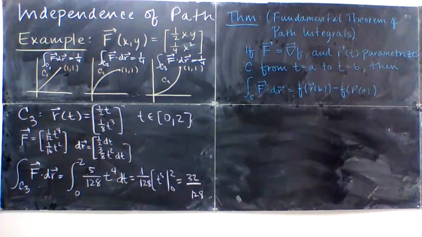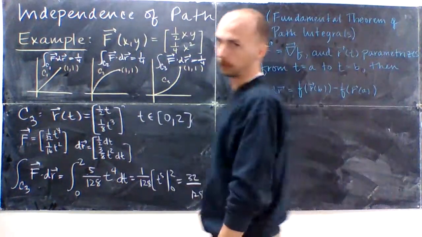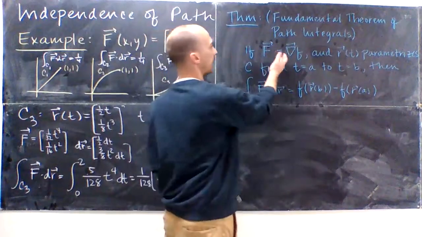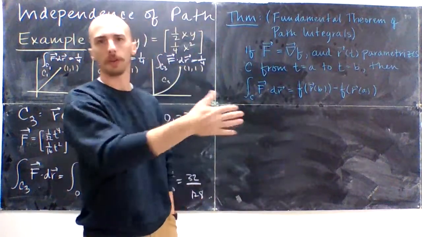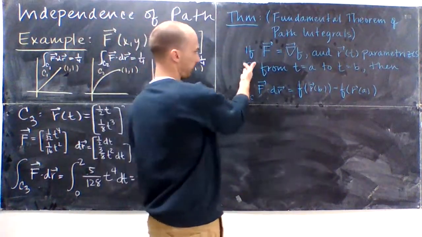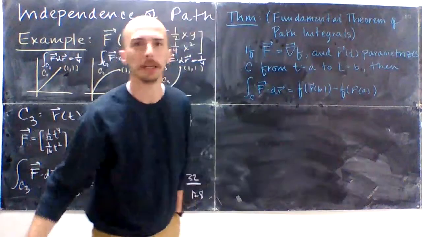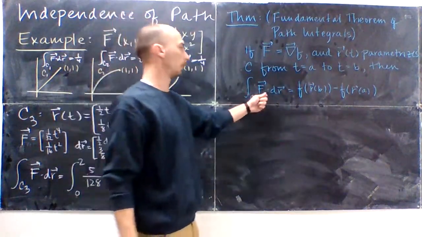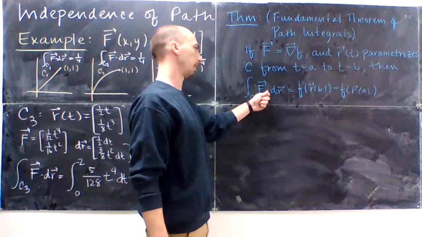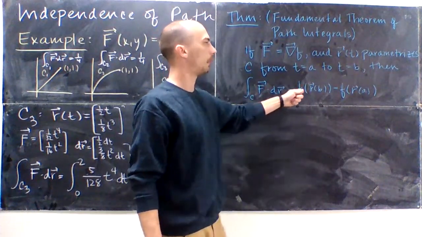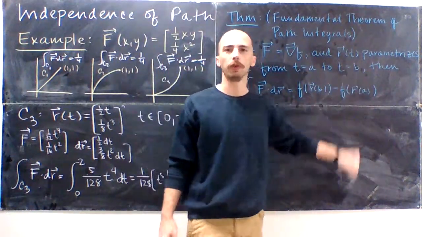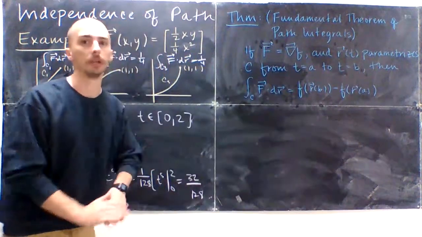So if our vector field is conservative, which is to say that it's the gradient of something else, and we're able to parameterize some curve, C, which has endpoints A and B, then we can compute this path integral of the vector field over some path by just looking at the difference in the potential function at the endpoints. This is really, really nice.